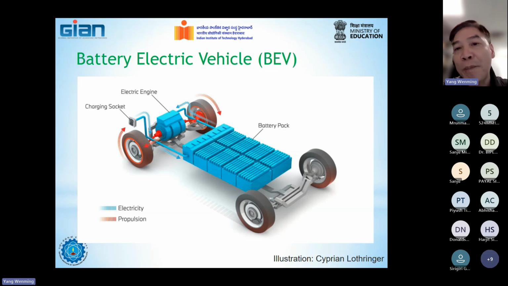So for the electric vehicle, actually the design is pretty simple. However, can you notice that this battery pack actually is very big in size? Actually, it's bigger than the engine.